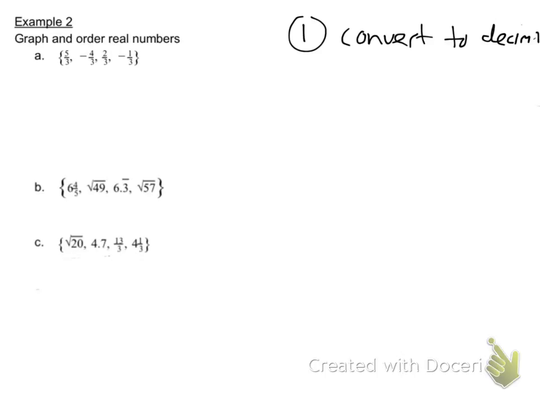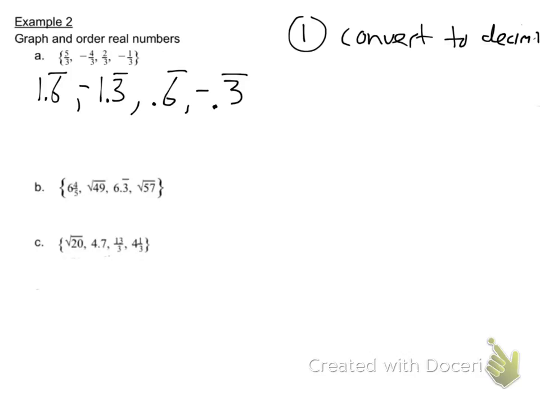5 divided by 3 is about 1.6 repeating. Negative 4 divided by 3 is definitely going to be negative 1.3 repeat. 2 divided by 3 is 0.6 repeat. And a negative 1/3 is a negative 0.3 repeat.